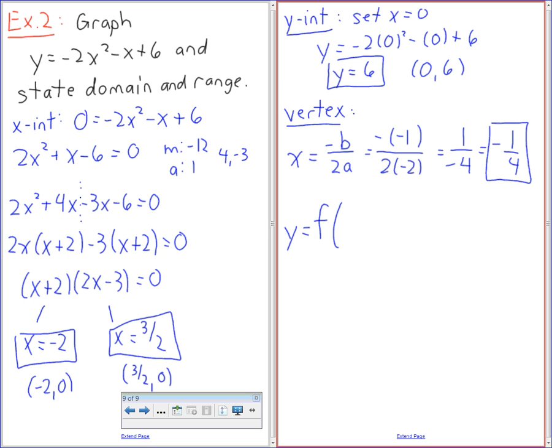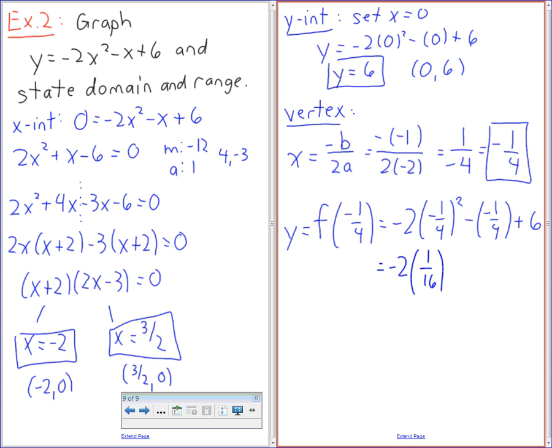y equals f of negative 1/4. Okay, this is where things get a slight bit trickier. Negative 2 times negative 1/4 squared minus negative 1/4 plus 6. Where are you at? 49 over 8. Okay. I'll work it out just to make sure so people know what's happening there. Okay. So this should be negative 1/8.